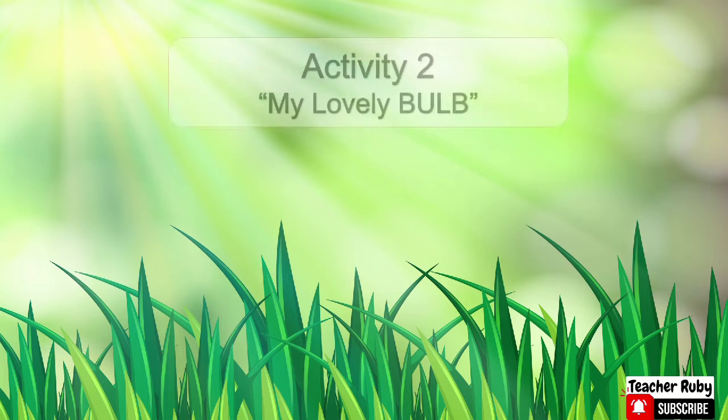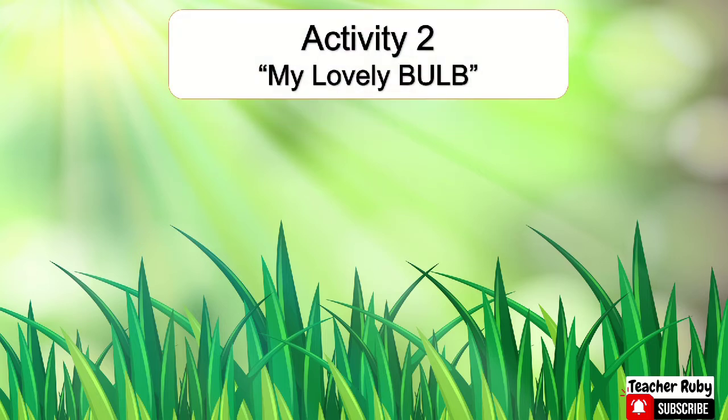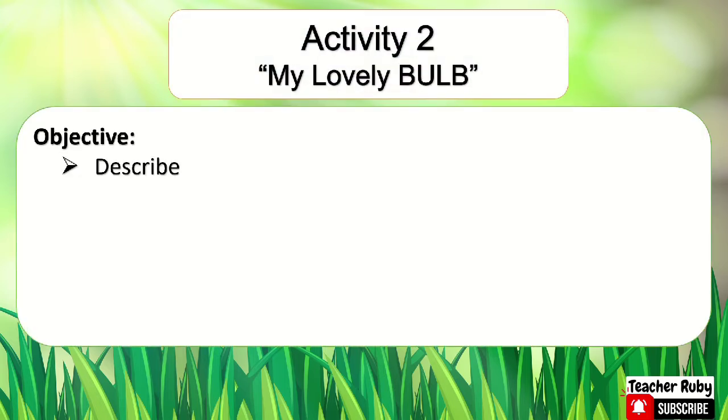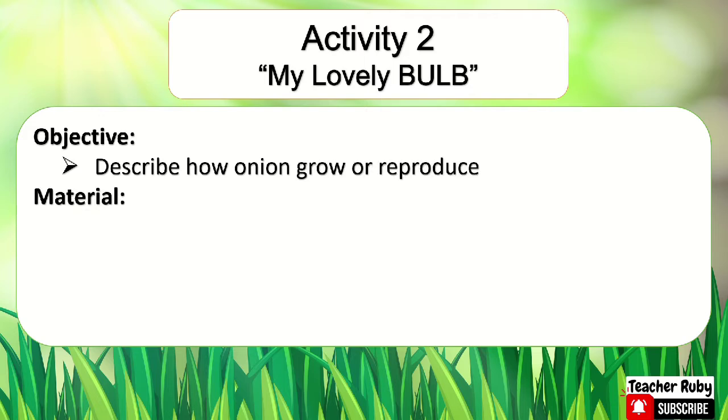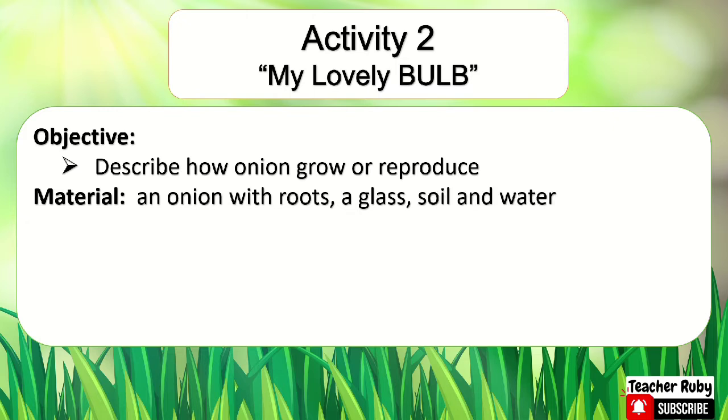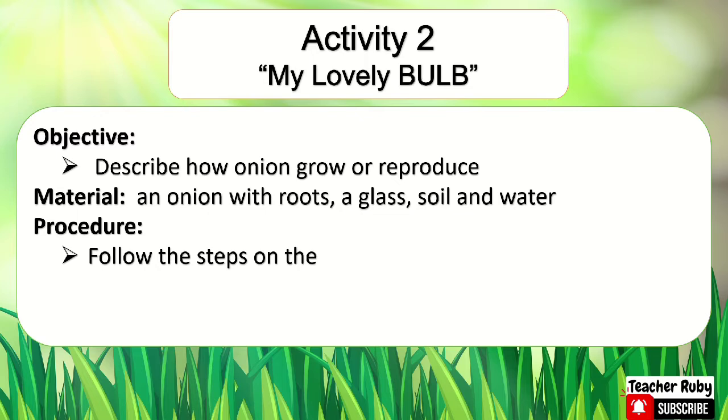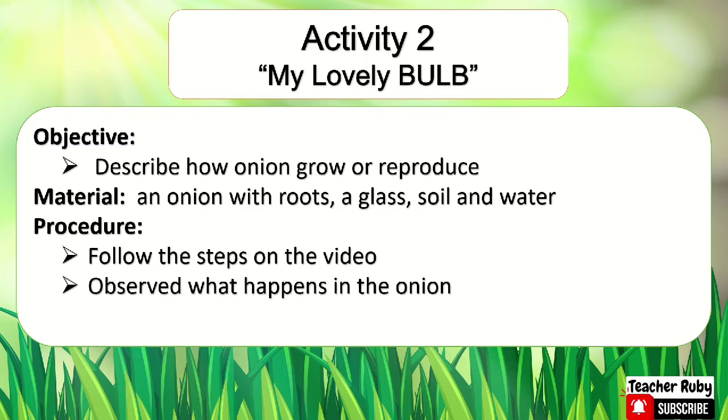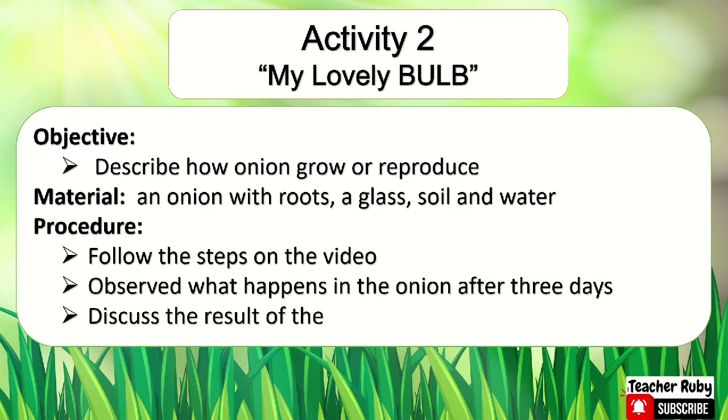For activity 2, entitled My Lovely Bulb. Objective: describe how onion grows or reproduces. Materials: an onion with roots, a glass, soil and water. Procedure: just follow the steps on the video. Observe what happens in the onion after 3 days and discuss the result of the experiment.